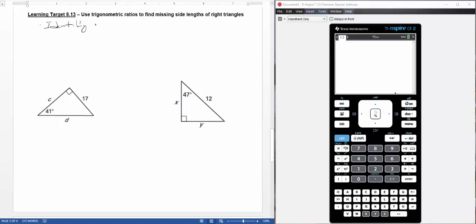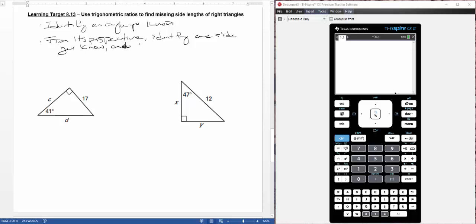We're going to identify an angle you know the size of. And then after you did that, from its perspective, we're going to identify one side that we know and a side that we're looking for. One side we know, and the side you're looking for.